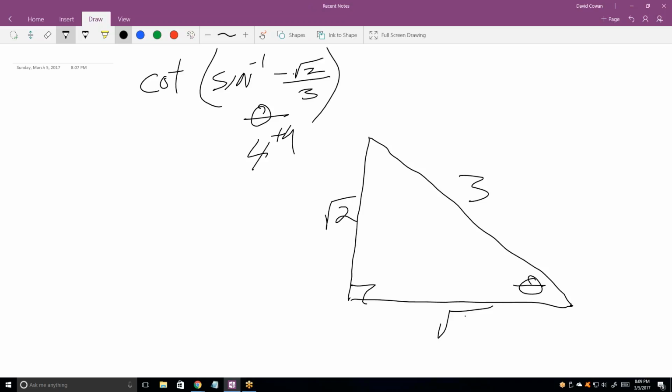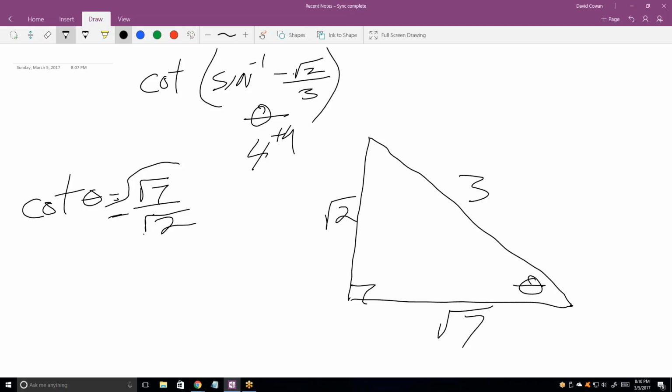√7. Now what's the cotangent of theta? √7 over √2. And finally, what is the sign, the plus or minus sign in the fourth quadrant for cotangent? Negative.